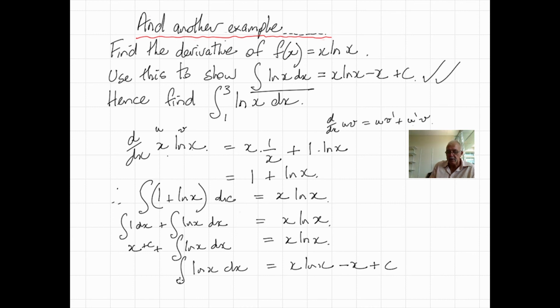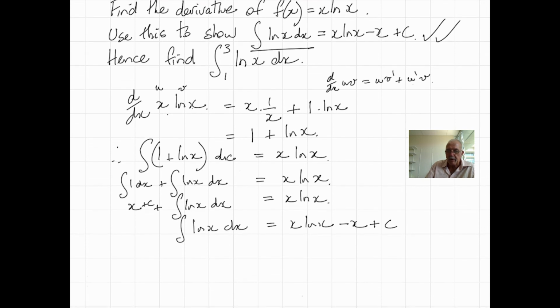So we've used the fact that the integral of this is equal to that. And now the third bit is to find the integral between 1 and 3. So we're going to find the definite integral. So therefore the integral between 1 and 3 of ln x dx will be equal to, we'll just pick up the definite side, so that'll be x ln x minus x, and that'll be between the values of 1 and 3.